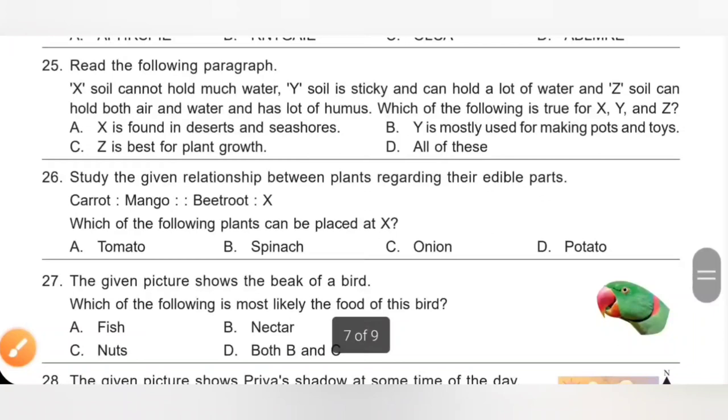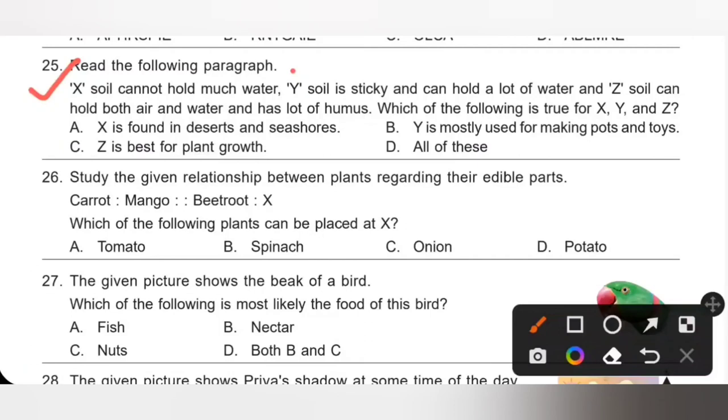25. Read the following paragraph. X soil cannot hold much water. So X is sandy soil. Y soil is sticky and can hold a lot of water. So Y is clayey soil. Z soil can hold both air and water and has a lot of humus. So Z is loamy soil. X sandy soil, Y clayey soil and Z loamy soil.